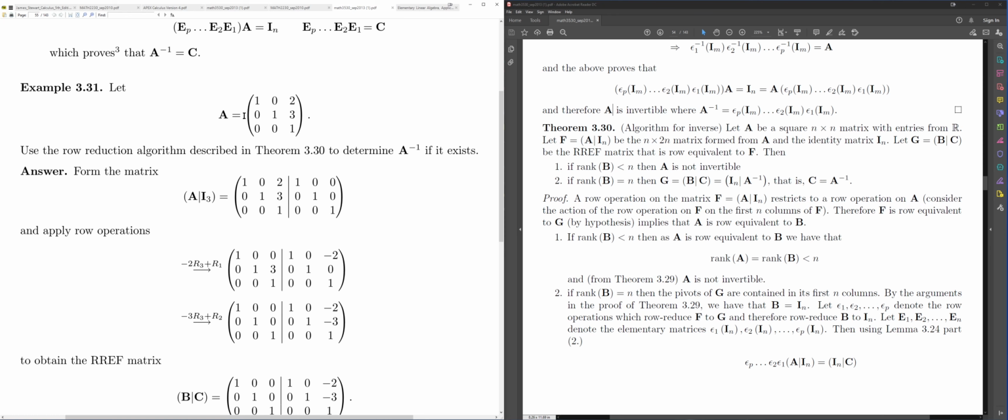And the matrix, of course, is a square matrix here, because we're only going to be taking inverses of square matrices. First thing that you're going to do is form an augmented matrix. So what you have is the matrix A that you want to get the inverse of, which is this one over here, the 1, 0, 2, 0, 1, 3, 0, 0, 1.